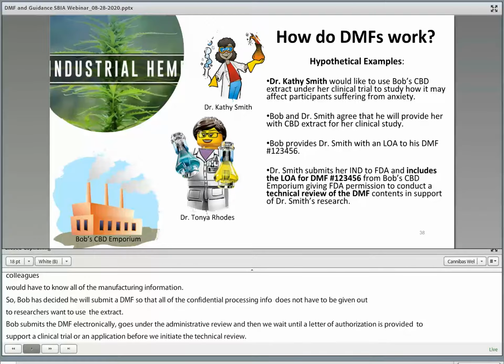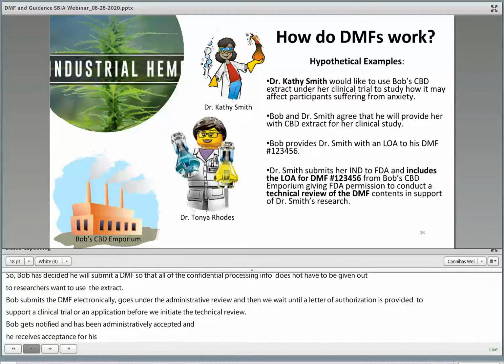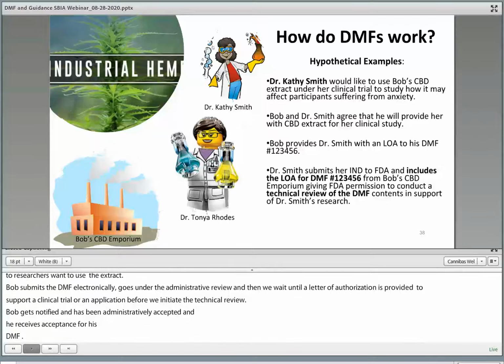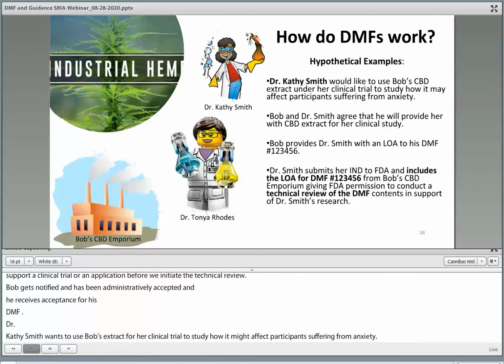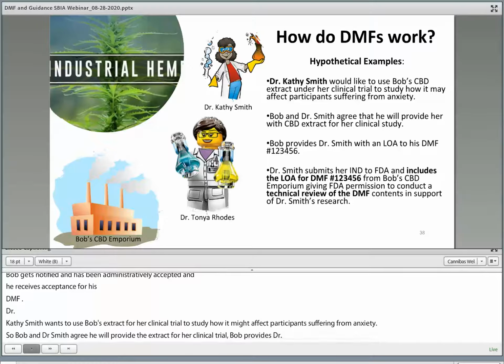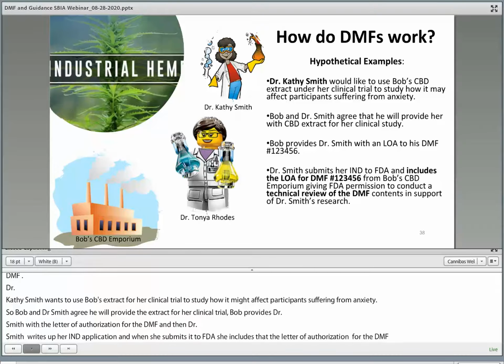Now, Dr. Kathy Smith, she wants to use Bob's extract for her clinical trial to study how it might affect participants suffering from anxiety. So Bob and Dr. Smith agree. He will provide the extract to her for her clinical trial. Bob provides Dr. Smith with the letter of authorization to his DMF. And then Dr. Smith writes up her IND application, and when she submits it to FDA, she includes the letter of authorization for DMF 123456 from Bob, giving FDA permission to conduct that technical review of the DMF contents to support Dr. Smith's research.